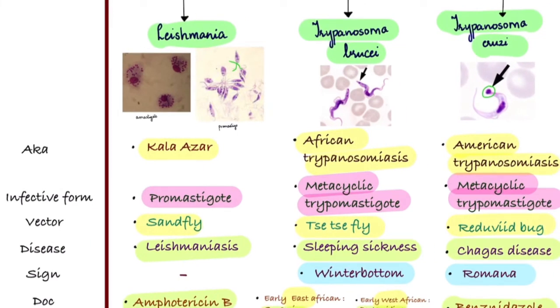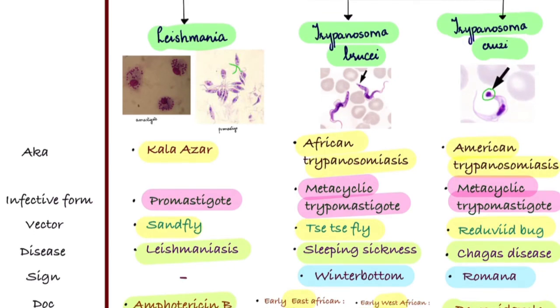So to summarize, a disease caused by Leishmania is Leishmaniasis, or it is also called as Kala-Azar. The infective form is promastigote, the vector is sandfly, and drug of choice is amphotericin B. The disease caused by Trypanosoma brucei is African trypanosomiasis, also called as sleeping sickness, vector being tsetse fly, and the sign seen is Winterbottom sign. The disease caused by Trypanosoma cruzi is Chagas disease, vector being redwood bug, and it is also called as American trypanosomiasis. The sign seen is Romana sign, and drug of choice is benznidazole.